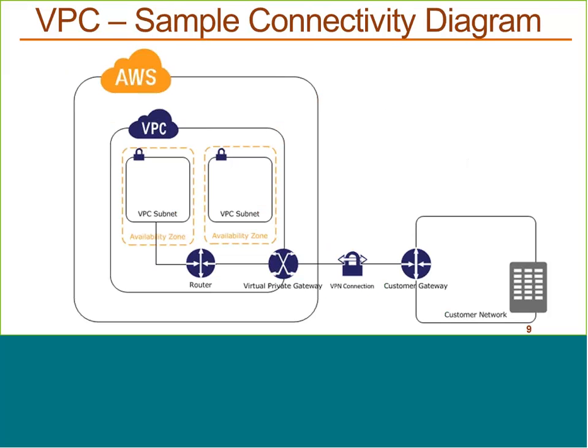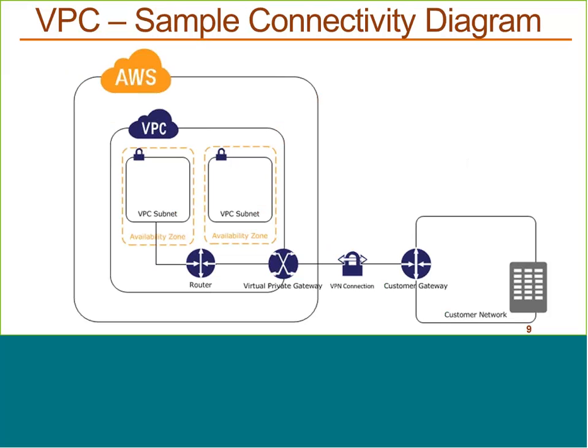Okay, and here is the sample connectivity diagram. In this diagram, on the left side is our virtual private cloud inside Amazon, and on the right side is our corporate data center, and they are connected to each other using the VPN connection.